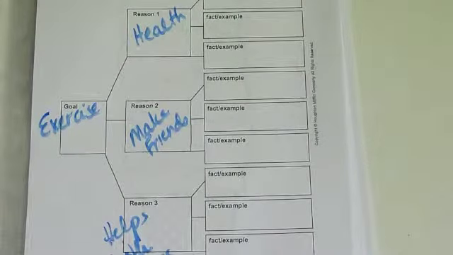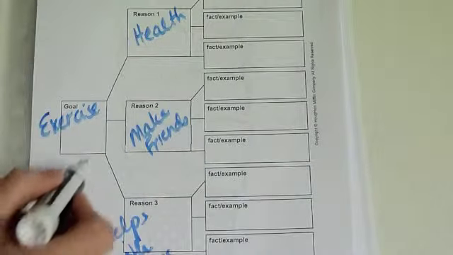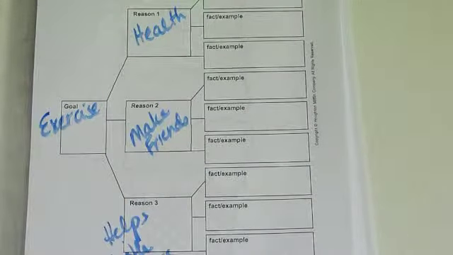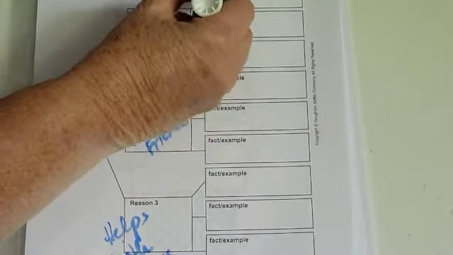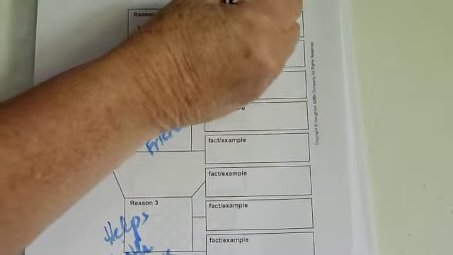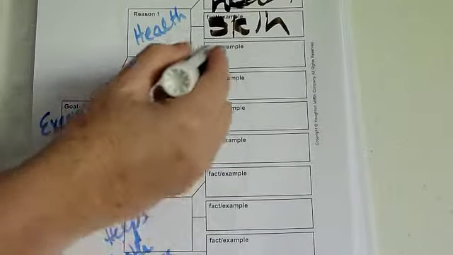So if I picked the idea of exercising here on this one, then 3 important reasons that someone might exercise is because it's good for your health, you might make friends, and it might help with stress in your life. So I left these blank so we could think about how it might help your health. It might help your heart rate. It might help your skin. Sometimes your skin looks better when you exercise.